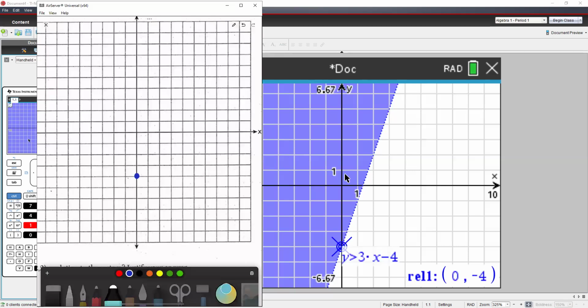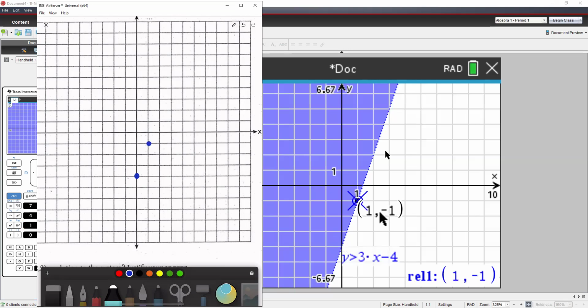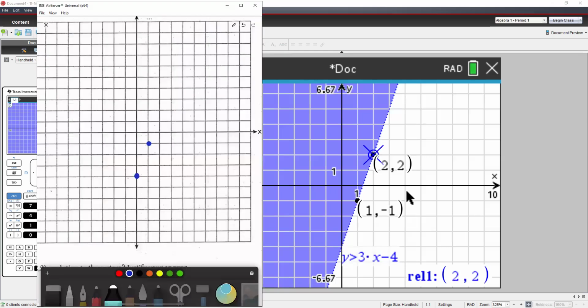Now I'm going to get another point. All I'm going to do is type in an x value and press enter. It says 1 and -1. So I'm going to go over 1 to the right, down 1, and plot that point. Now let's do one more. Let's do 2. What does 2 look like? 2, press enter. So 2, 2. I'm going to plot that point: over 1, 2, up 2.